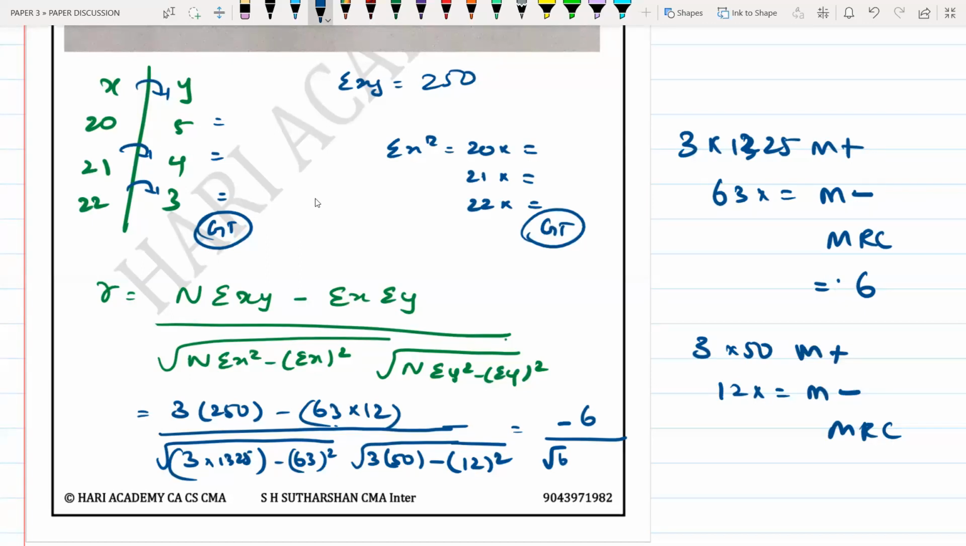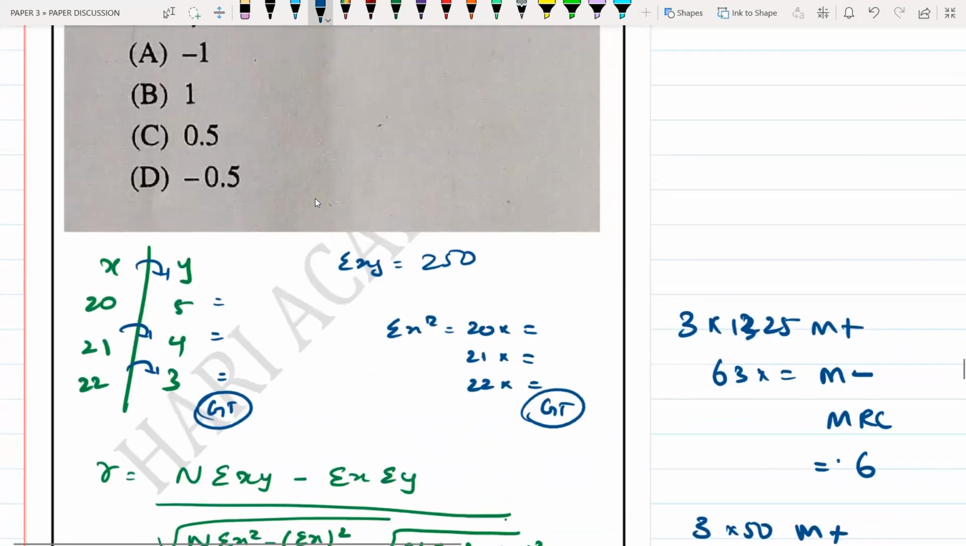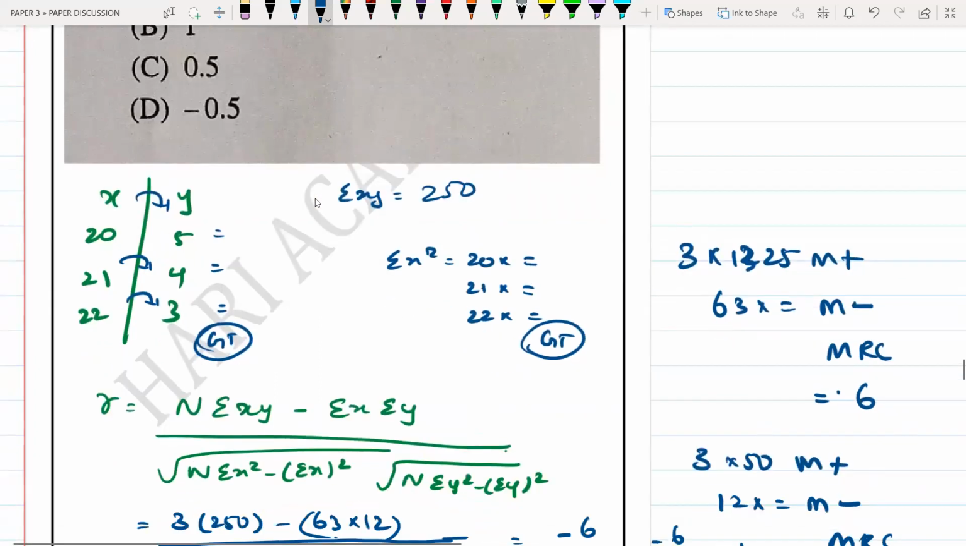3 into 50 minus 12 square, minus, root. Same 6 only you will get. So root 6 into root 6 will give you 6. Minus 6 divided by 6 is equal to minus 1. My final value is going to be option A. For this minus 1 and all, I am calculating this much part.